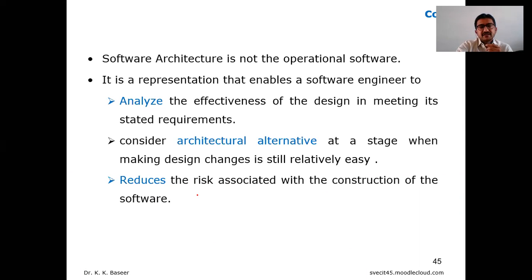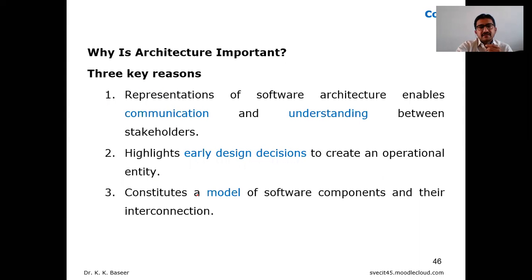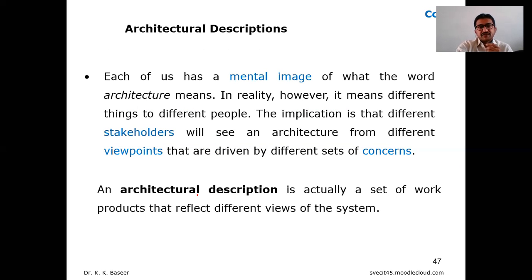And we also saw the main things in this architecture and the three key reasons why this architecture is important: communication and understanding, we can give highlights of early design decisions, and we can constitute a model before going to the actual design. So an architectural description can be considered a mental image, in a simpler way we can say, and this mental image can give stakeholders an imagination of how the product or the software will look from different viewpoints. Simply, an architectural description is a set of work products that reflect different views of the system.